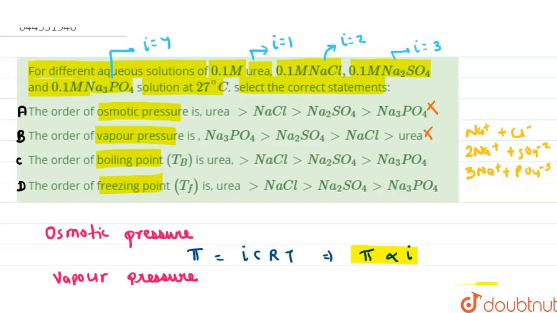So it's also false. If we consider the order of boiling point, then the order of boiling point must be directly proportional to the order of the van't Hoff factor. So it is also false. If we consider the order of freezing point, the order of freezing point must be the inverse of the order of the van't Hoff factor. So it is correct. So the correct answer for this question will be D.